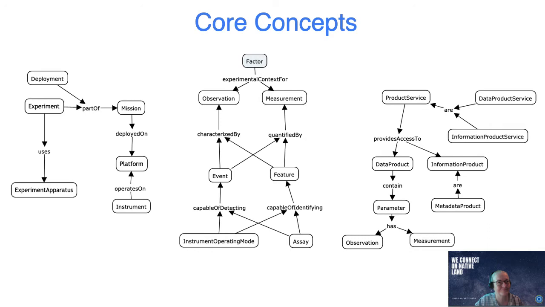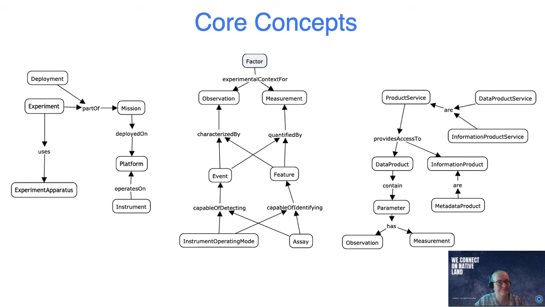The leftmost diagram shows how experimental science, like all the plant-growing experiments on the International Space Station, and observational science, like all the instruments on NASA satellites, rovers, observatories, etc., are related to NASA missions and platforms. The middle diagram shows how instrument operations lead to observations and measurements.